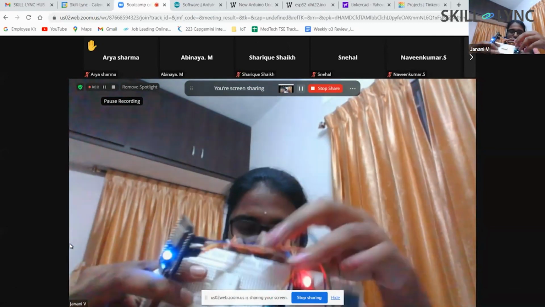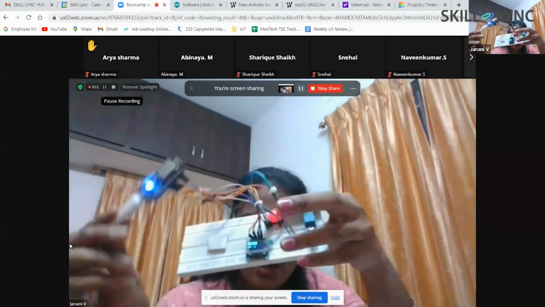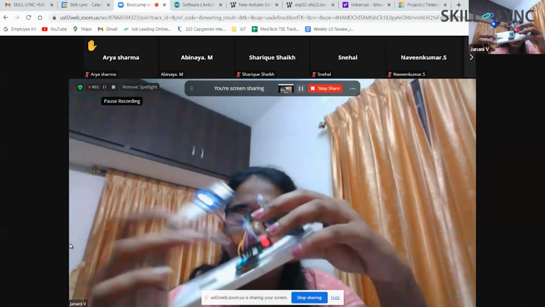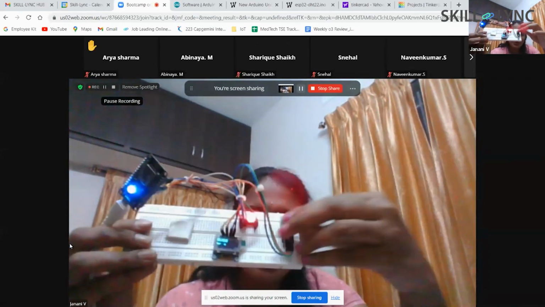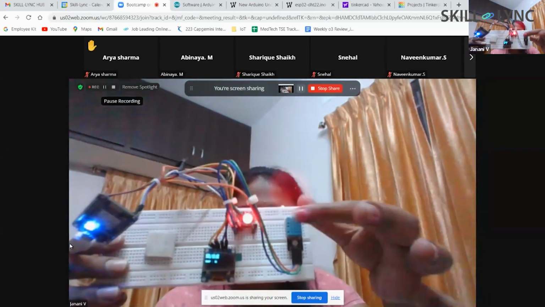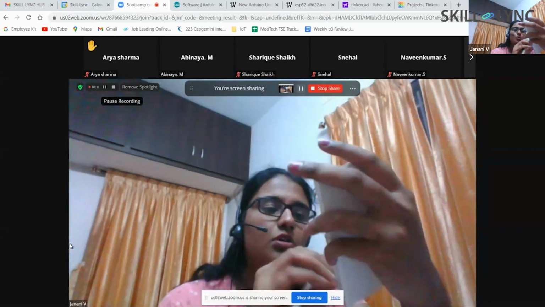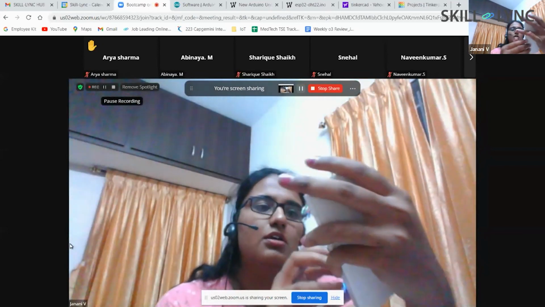Those 5 pins I told you are connected to my ESP module and my OLED. Because I did not show you, I am using DHT11 here. I am trying to monitor my thing.